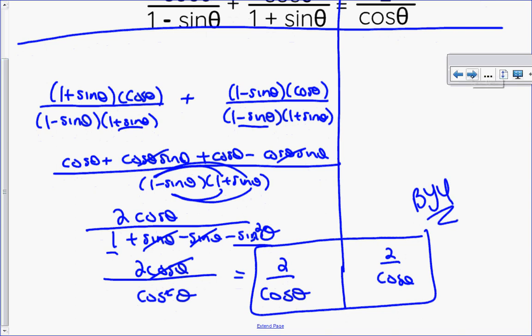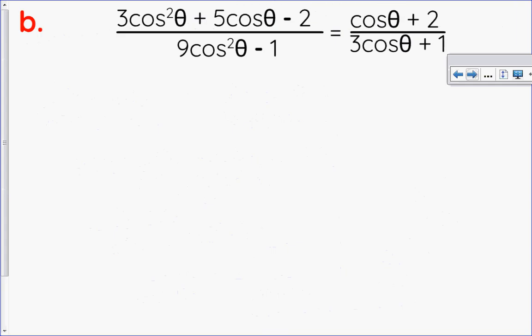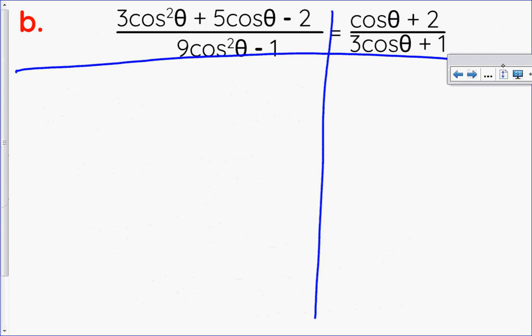Let's look at proof number 2. So in this one here, again, I'm going to right away do that 2-column proof just to remind myself, don't work across the equal sign. And looking at that, I see the left-hand side kind of looks like a quadratic. So this is a strategy I showed you guys in class. 3x squared plus 5x minus 2 all over 9x squared minus 1. I think sometimes those are easier to factor than with the cosine. So let's try that and then we'll parallel our factoring.